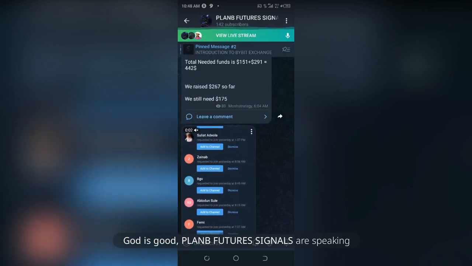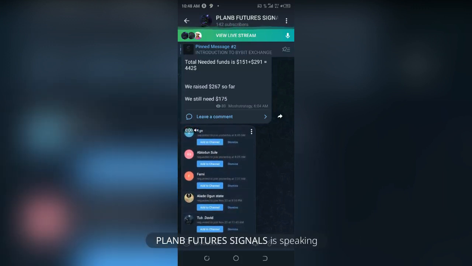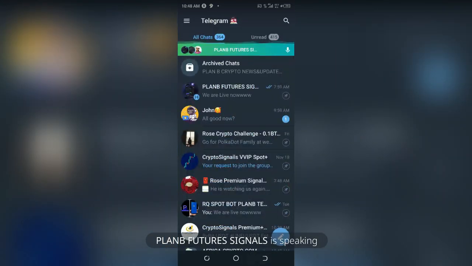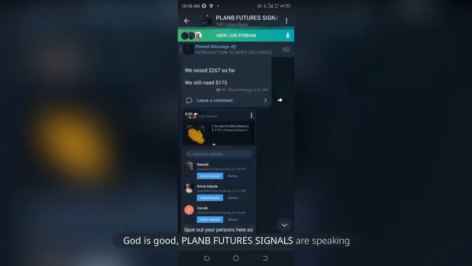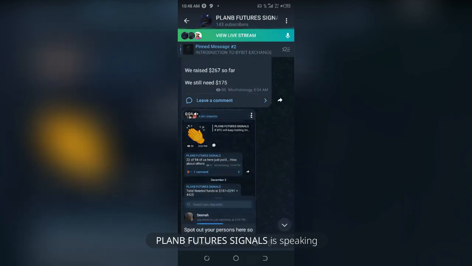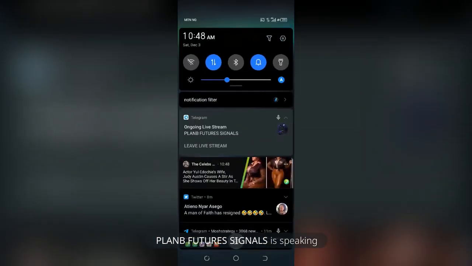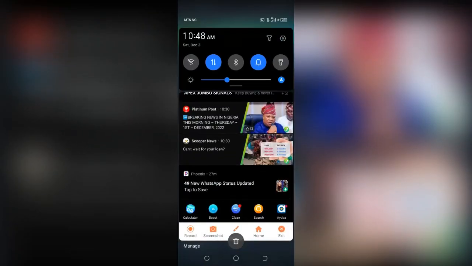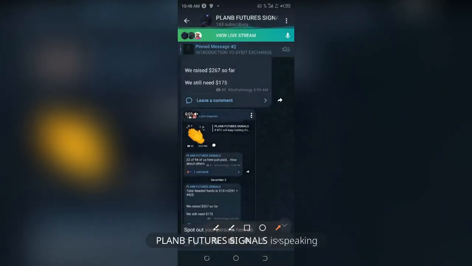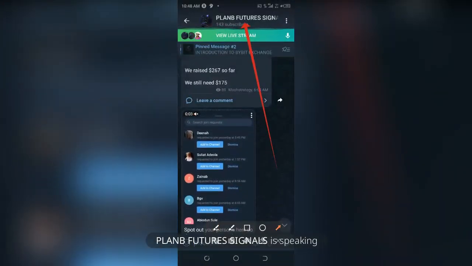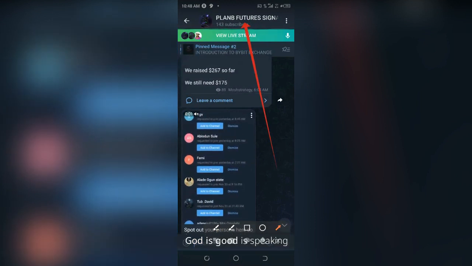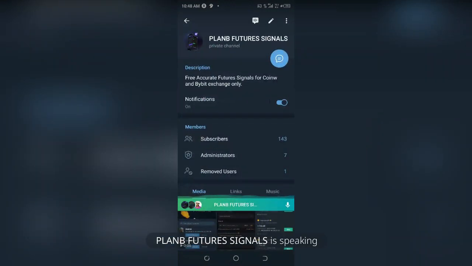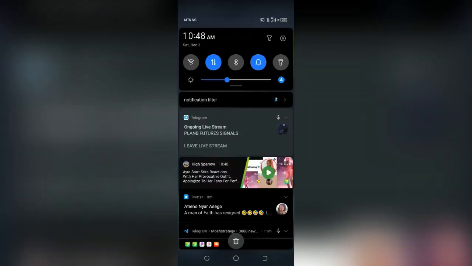After you might have pinned that message, that group, for instance, you can see this is the Plan B Futures Signal. I've pinned this one already. You just click on it, open that channel, then let me use this to show you. Open that channel and click on the name of that channel. Once you click on the name of that channel, you're going to see notification. Can you see it?